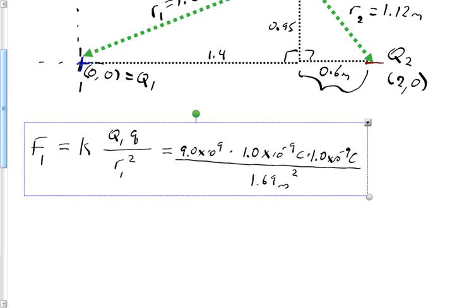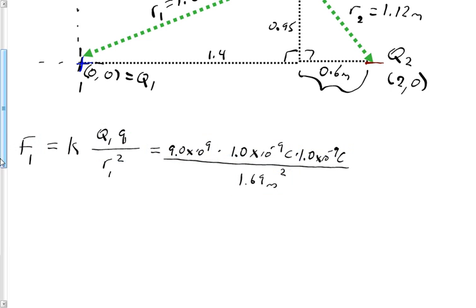In fact, even shrink it down a little bit. And so that's going to give me a value of 3.15 times 10 to the negative 9th newtons. So that is the force acting along the hypotenuse there between those two charges.